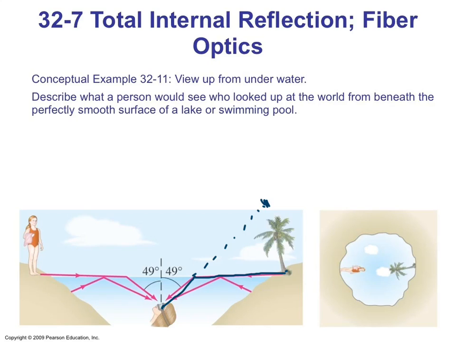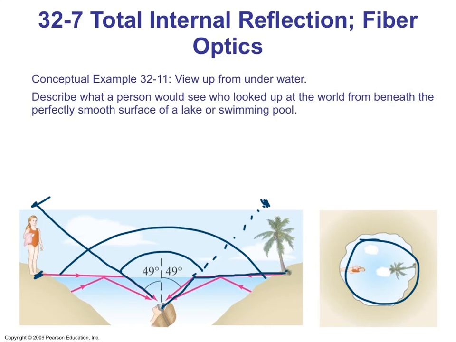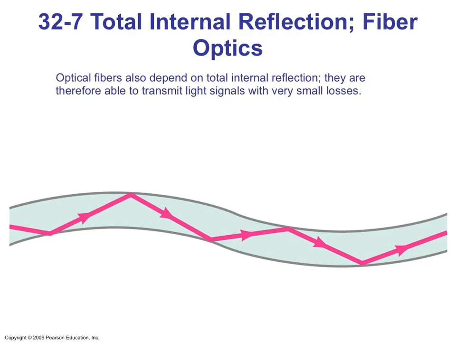Same thing happens from the other direction. This feet appears to be somewhere here. And so now you see that the whole world, although it's 180 degrees, appears to be inside 98 degrees. Finished. And so they've given you a picture of it, look at it. It appears to be really compressed. That's the idea. Okay. Now fiber optics.